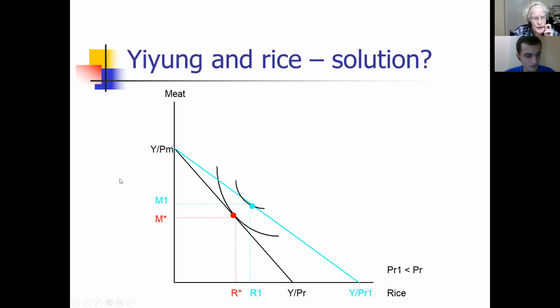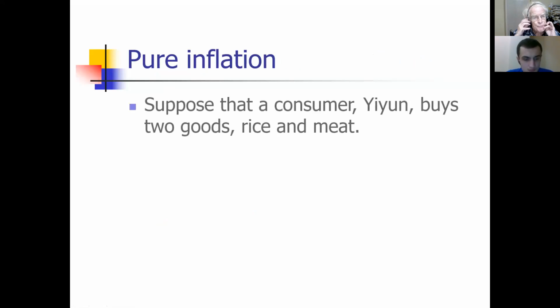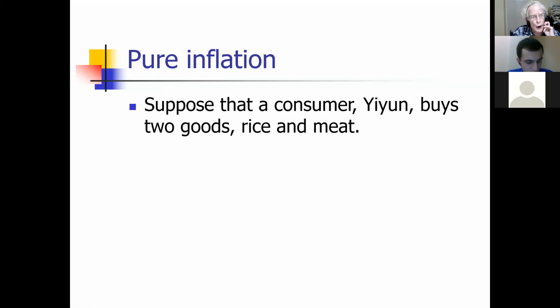So in this case, the new low price of rice induces you to buy more rice, and interestingly enough, also more meat. So we will come back to the reason for that in a second. Now here is another problem again for you. She is buying rice and meat.